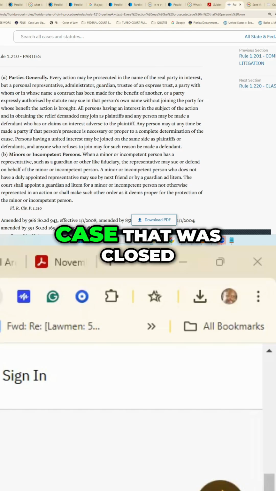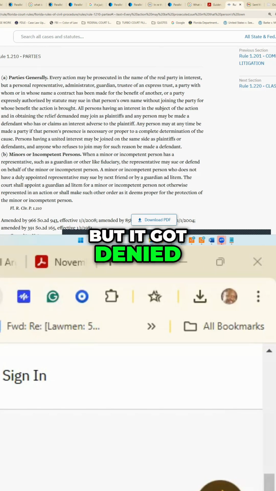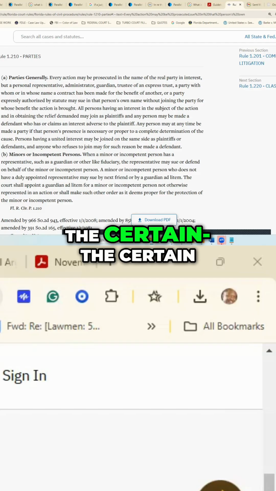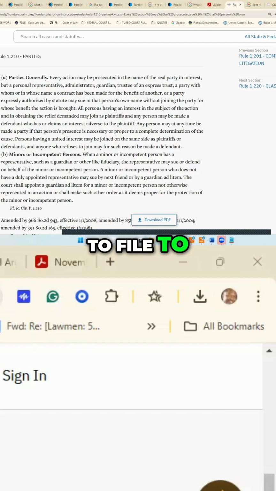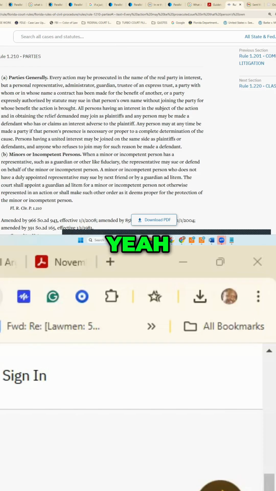So I have a case that was closed, and I filed a certain motion, but it got denied. So that's what I'm saying. How do you know the certain name of a document to file to get the judge to hear your case? Wait a minute. You said the case was closed and they denied it? Yeah, after filing a motion to set aside default judgment.